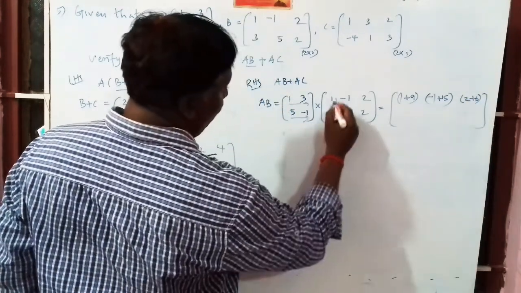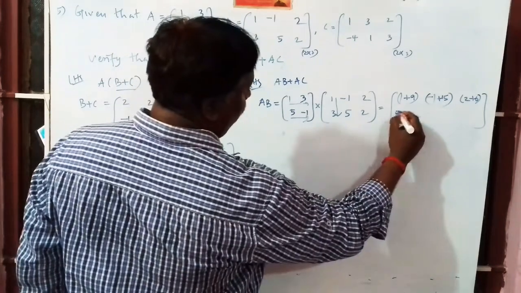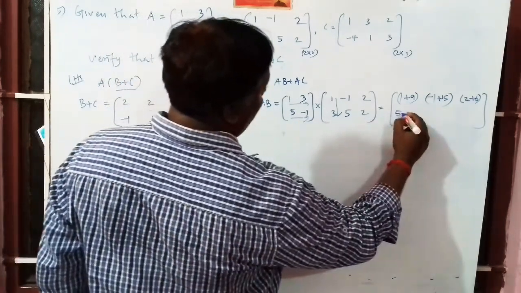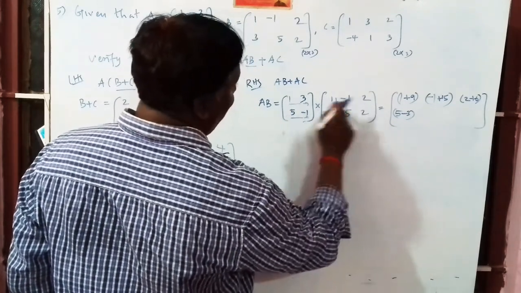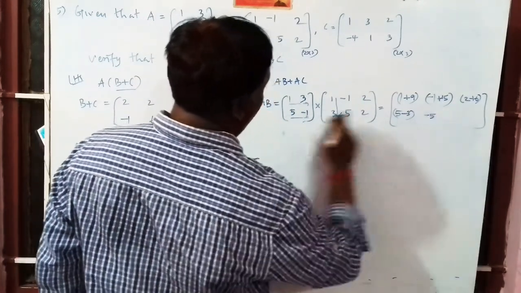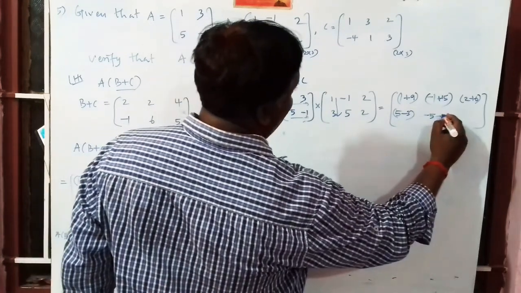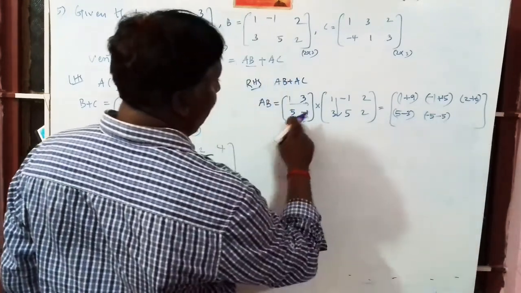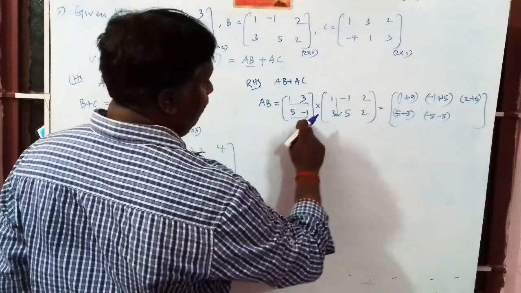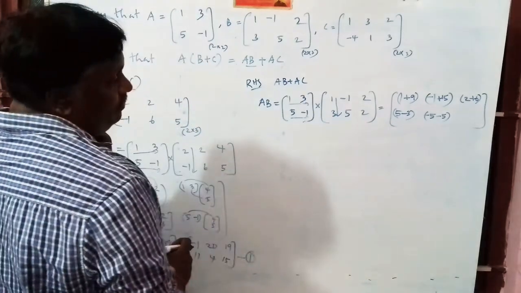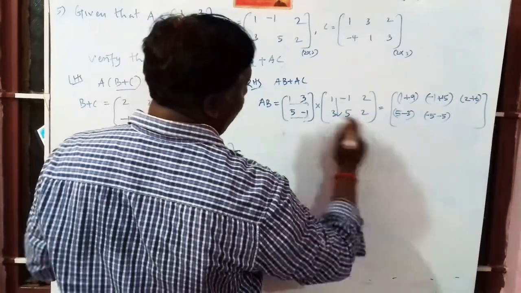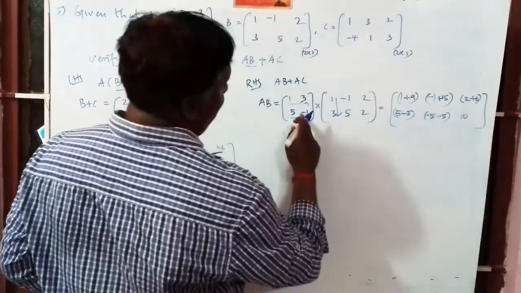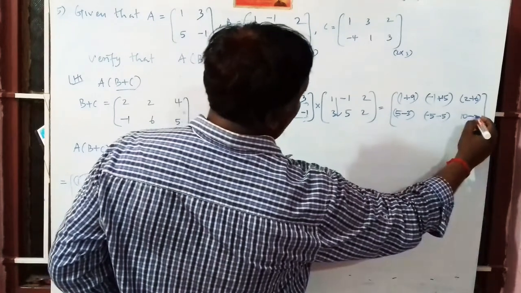Next, second row first column: 1 into 5 equal to 5. Minus 1 into 3 equal to minus 3. Next, second row and second column: 5 into minus 1 equal to minus 5. Minus 1 into 5 equal to minus 5. Next, second row and third column: 5 into 2 equal to 10. And minus 1 into 2 equal to minus 2.